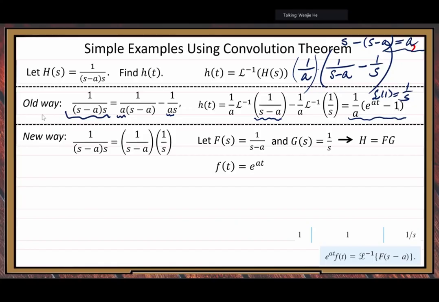Little f is 1 times e to the at. Then little g is 1. Now let us do the convolution of little f and little g by its definition. Little g is 1, so g is gone.